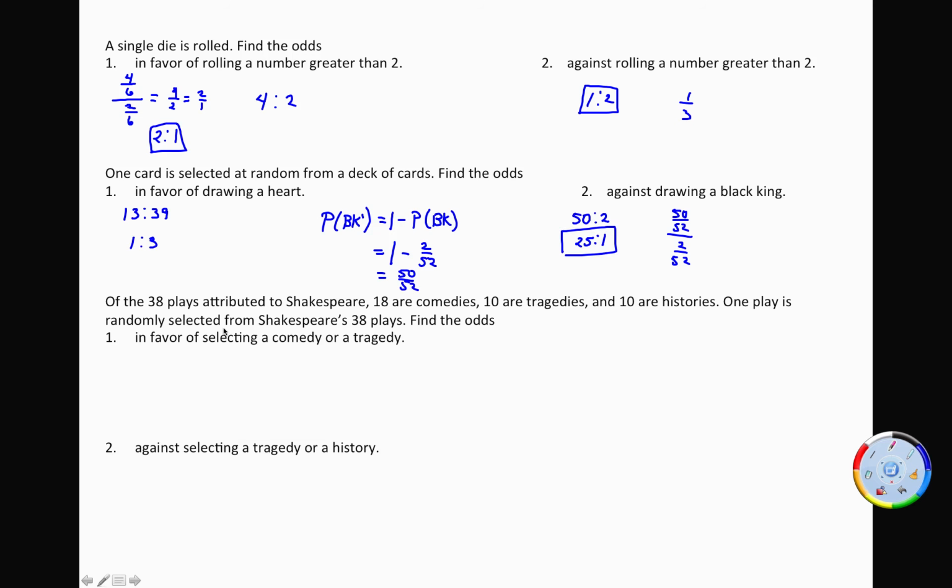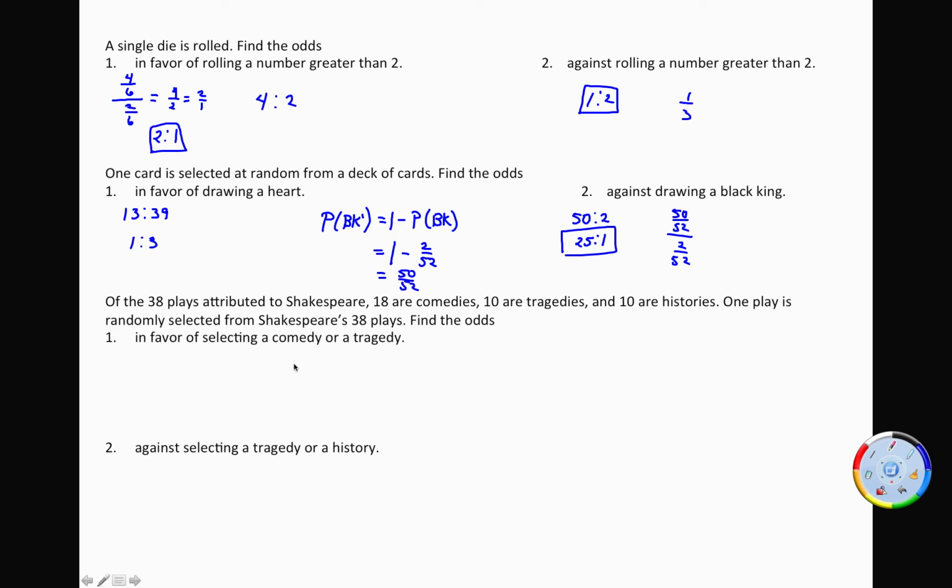Of the 38 plays attributed to Shakespeare, 18 are comedies, 10 are tragedies, and 10 are histories. 1 play is randomly selected from Shakespeare's 38 plays. Find the odds in favor of selecting a comedy or a tragedy.